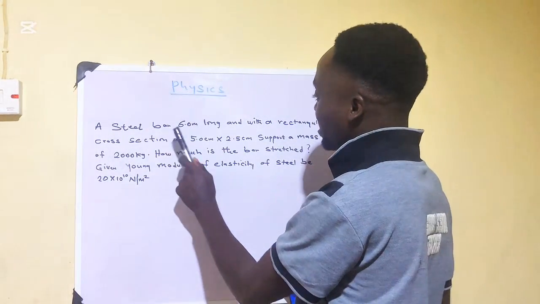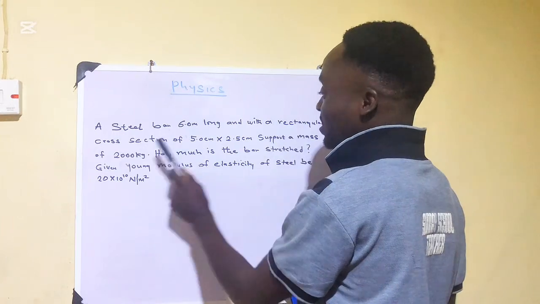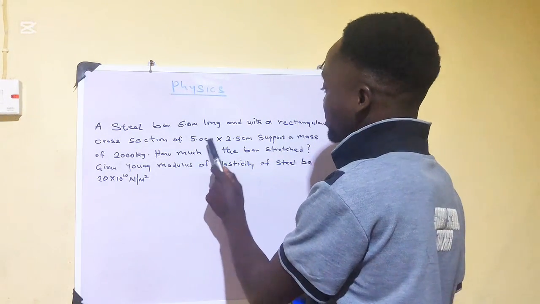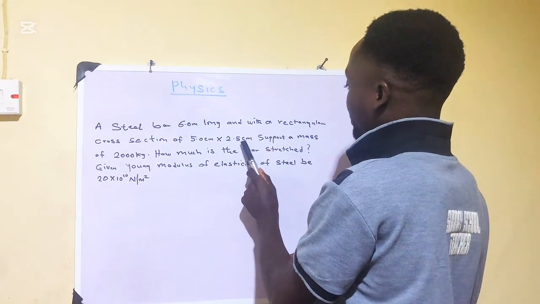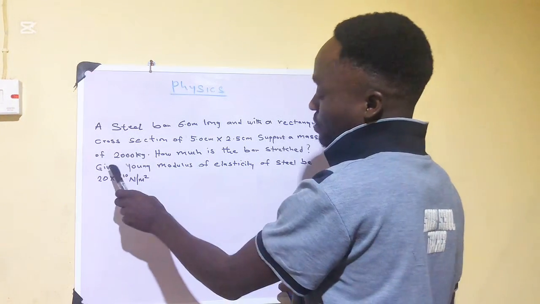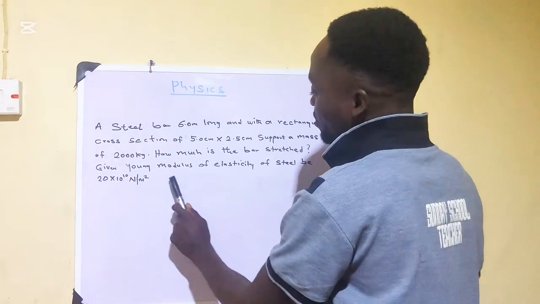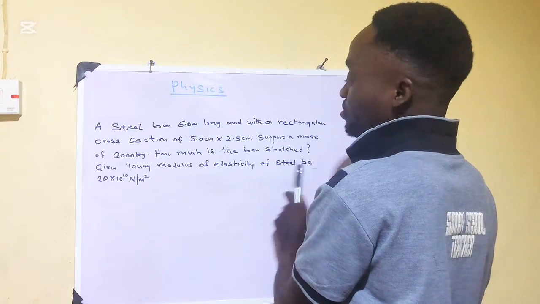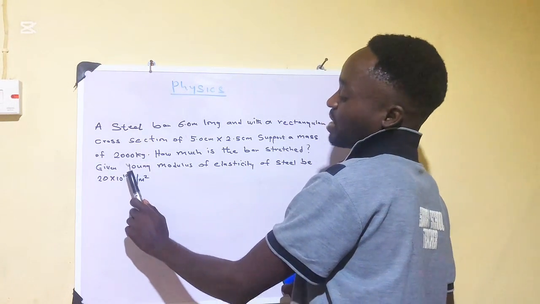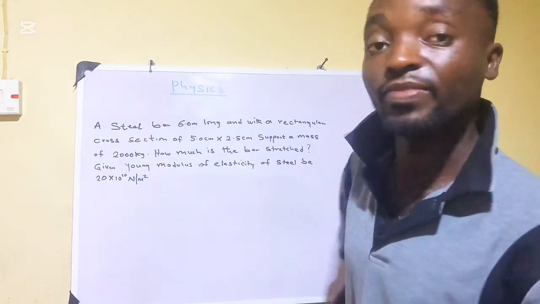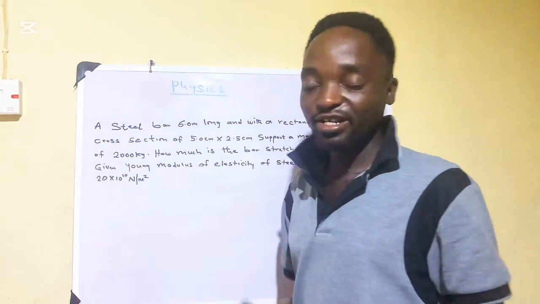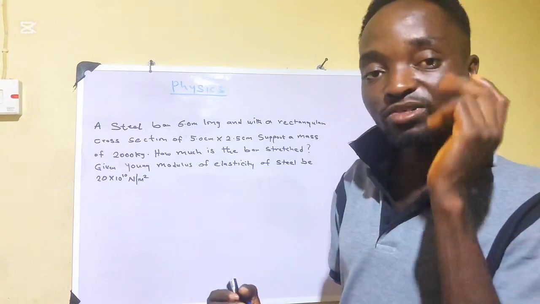The question says a steel bar 6 meters long with a rectangular cross section of 5.0 centimeters times 2.5 centimeters supports a mass of 2000 kg. How much is the bar stretched? Given Young modulus of elasticity of steel to be 20 times 10 raised to the power of 10 Newton per meter square. This is a very critical question, and you have to use your brain to solve it, okay?